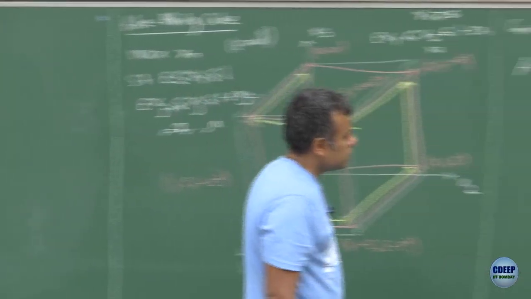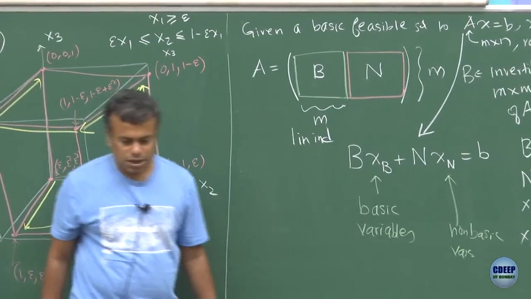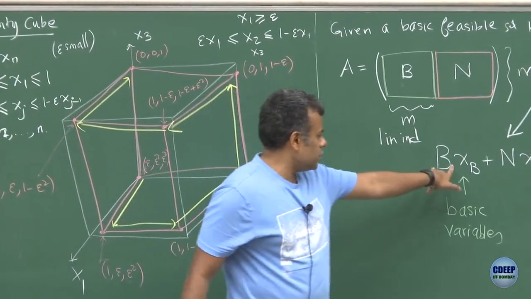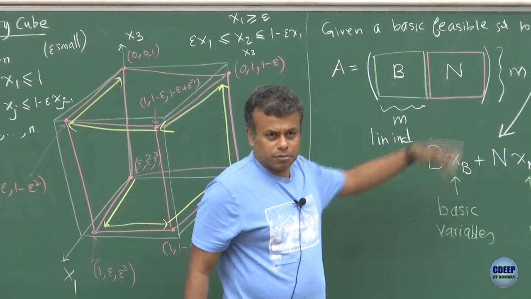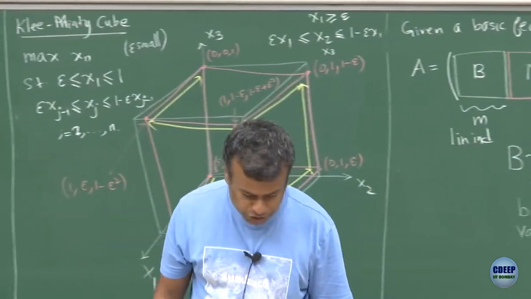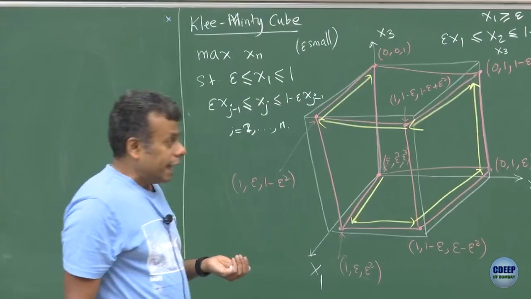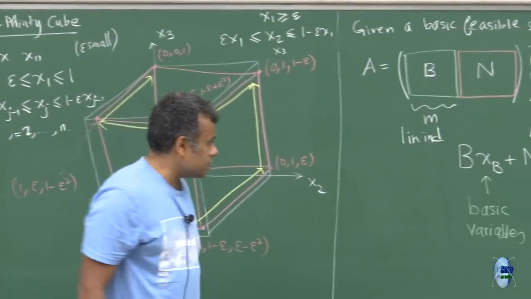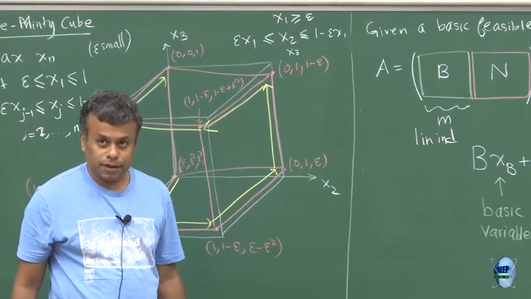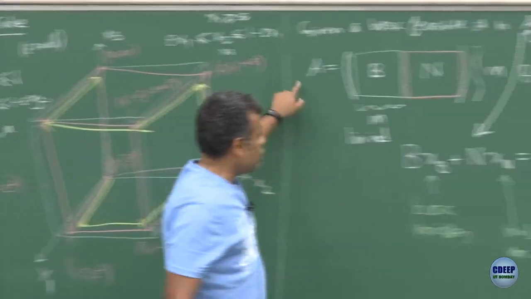This is how we rewrite this system, and we do it this way because we know that the matrix capital B is invertible, right? So we can do a lot of calculations when B is invertible, its rank is m. So we know the rank of A is m.